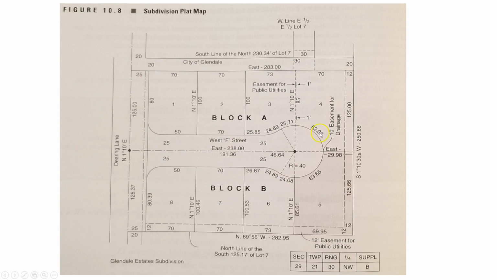You can see this is quite a small plot and it's divided into 2 blocks, and each block is divided into 4 lots. It shows the dimensions of the streets and then the setbacks and so forth. Also, here's a brief legal description. It's in section 29 of Township 21, range 30, in the northwest quarter. We don't actually go with the directions because we know what part of Florida we're talking about.